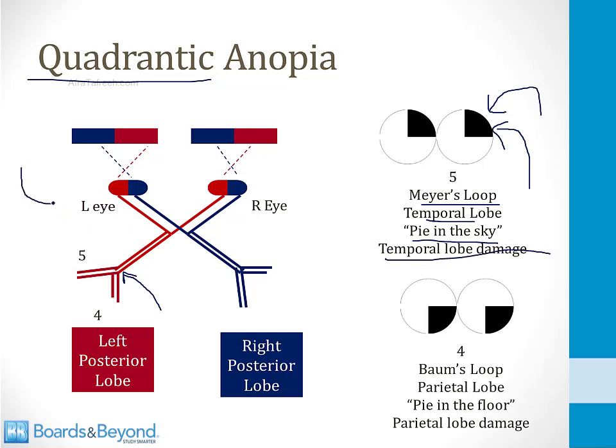The reason I make my illustration, as I've done on the left side of the screen with number 5 on top, is because that always reminds me that Meyer's loop results in the pie in the sky. Baum's loop is point number 4 shown in this drawing. If you have damage to Baum's loop in the parietal lobe, that results in the pie in the floor type of quadrantic anopia, as I've shown in this illustration here, and this can be seen in the setting of parietal lobe damage. And that concludes our module on visual fields.